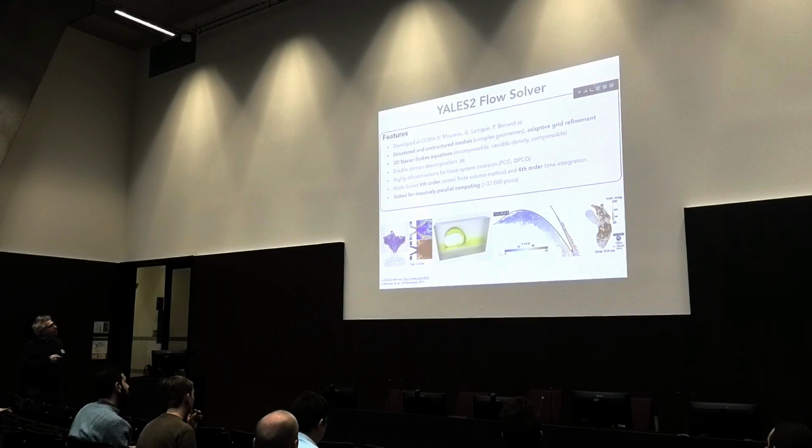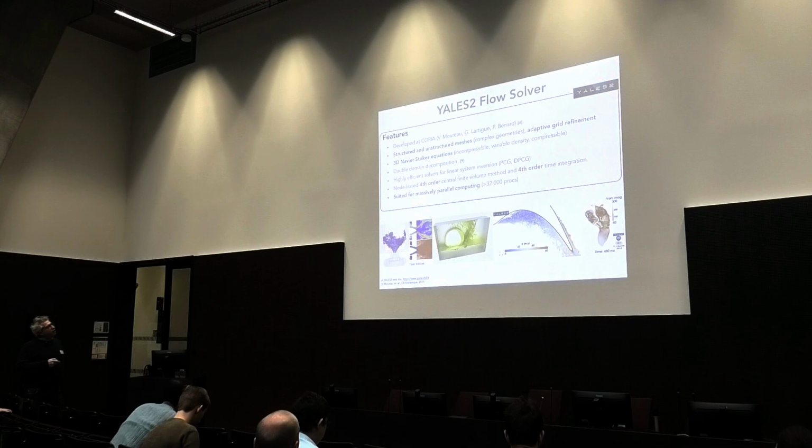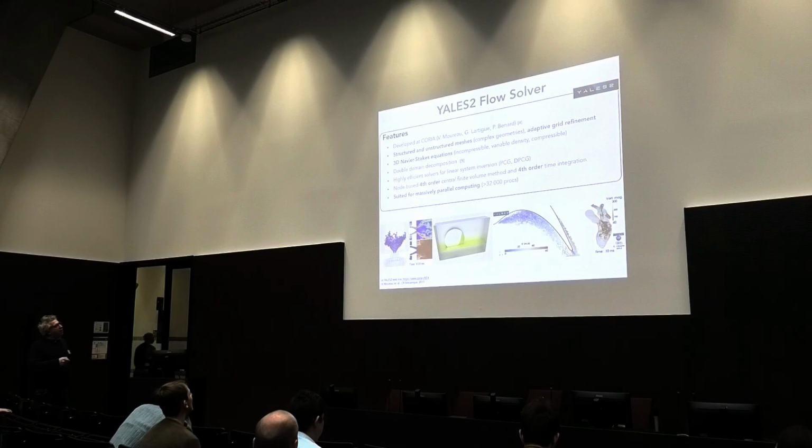Pierre Bénard. It can handle structured and unstructured meshes, so you can deal with very complex geometries and use adaptive grid refinement. It solves the 3D Navier-Stokes equations in different regimes. It uses a double domain decomposition to exploit the cache quite efficiently, and you also have highly efficient linear solvers. It's a classical 4th order central finite volume method with a 4th order time integration, and it's suited for massively parallel computing.